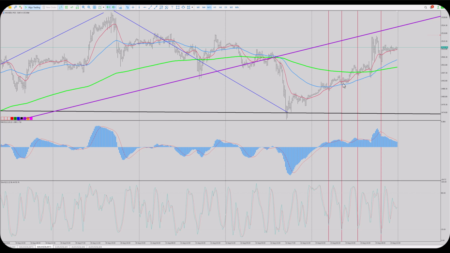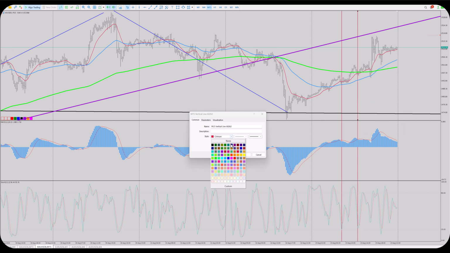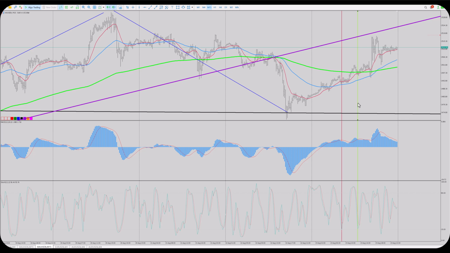So the second entry is important for me. So I'm going to delete the first one and the last one. I'm going to keep these two. I'm going to change the color of the second one so I know which is which. Let's put it red. Let's put it green. So the first one is my best time and the second one is my second best time.